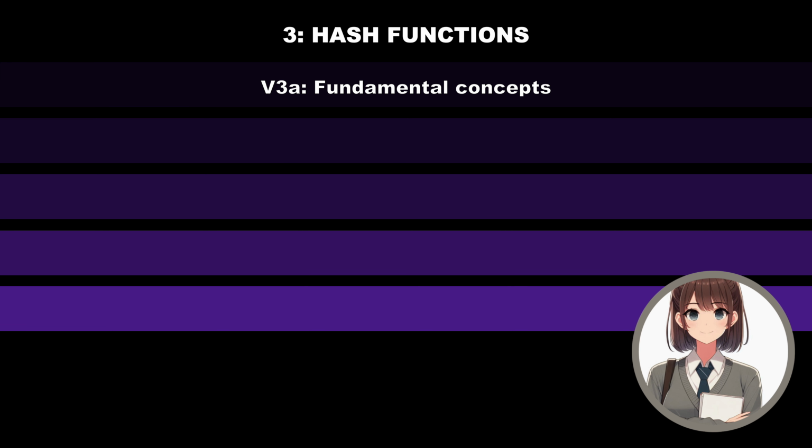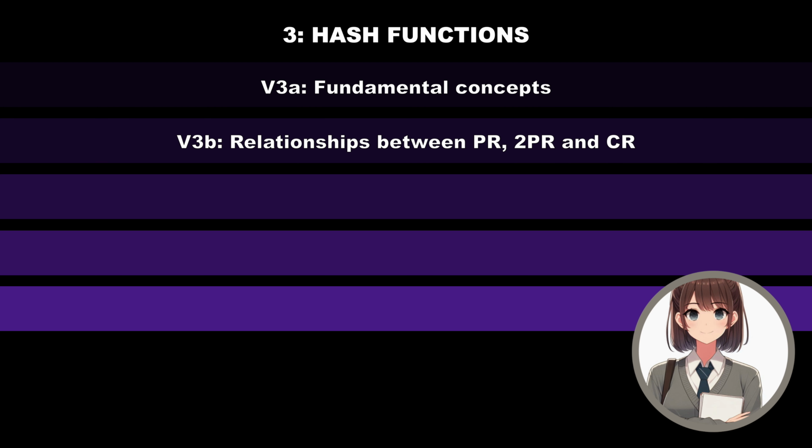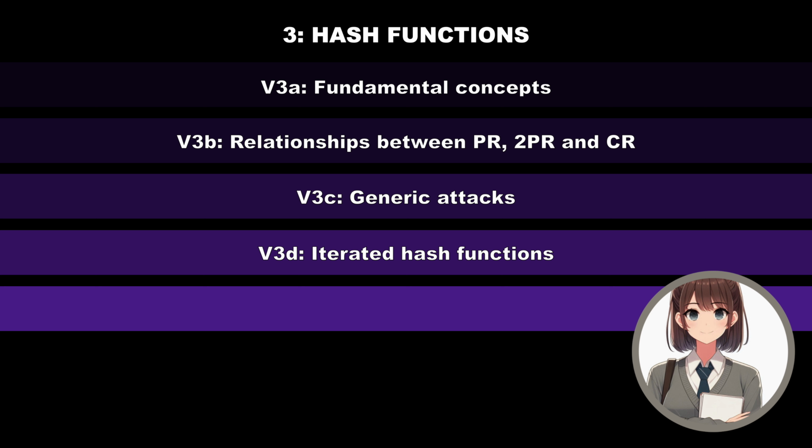In V3a, we'll define hash functions and describe 3 applications to motivate the main security requirements of preimage resistance, second-preimage resistance, and collision resistance. In V3b, we'll explore relationships between these 3 properties. Then, in V3c, we'll study generic attacks on hash functions, including Van Oorschot-Wiener parallel collision search. We'll introduce iterated hash functions in V3d and summarize the checkered history of hash function design. Lastly, we'll present the SHA-256 hash function in V3e.